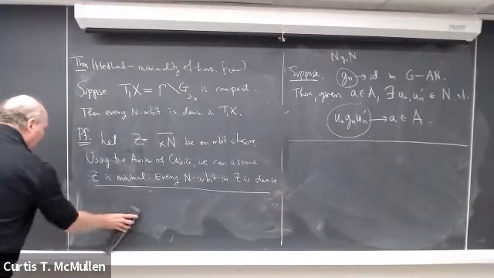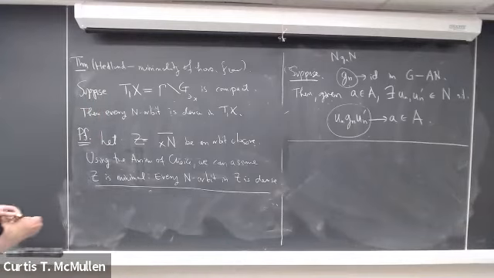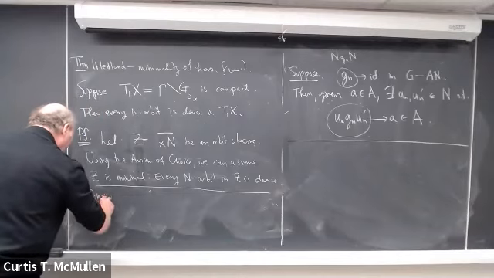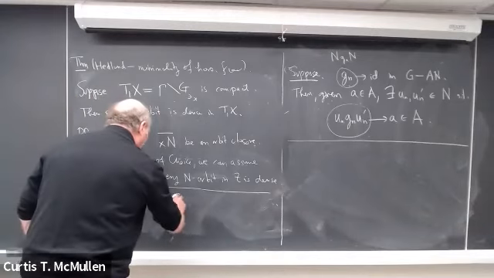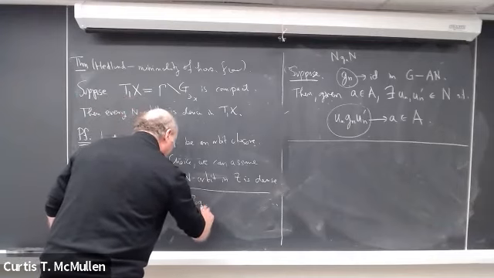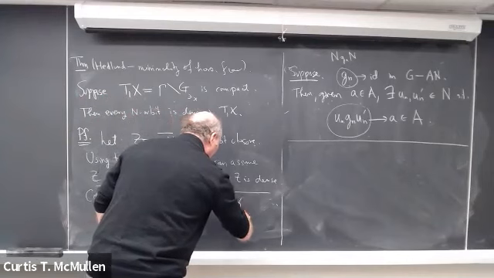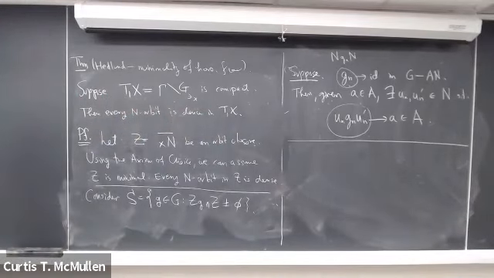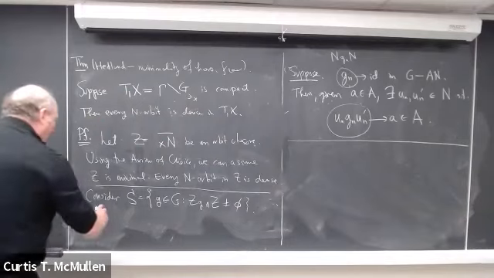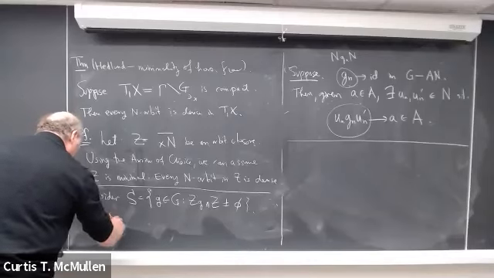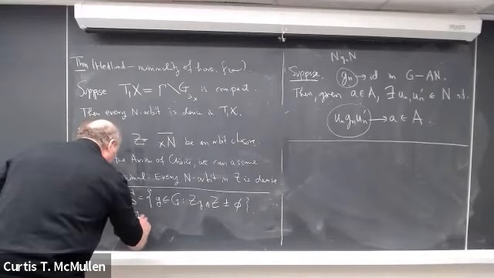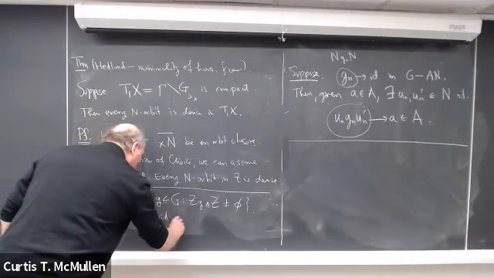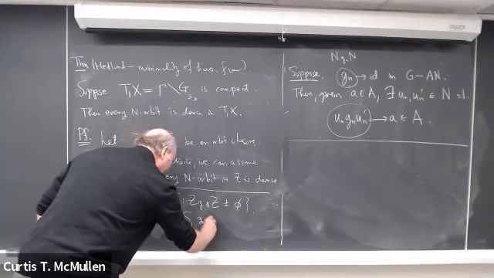Okay, so now we do something rather clever, which is we consider S, which is the set of elements G in the group such that when you move Z by G, it still intersects itself. And I claim, first, I claim there exists G_n going to the identity in S, G_n not equal to the identity.